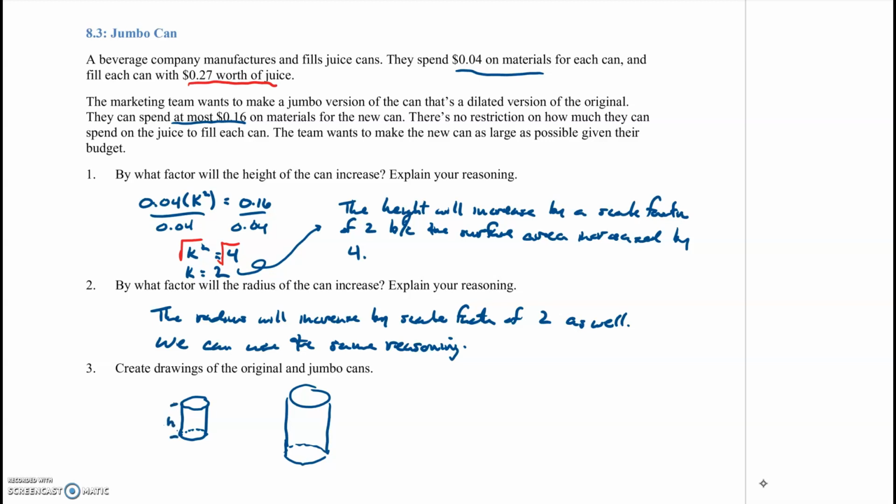And how do I know it's twice as big? Well, let's call this a height of h. That means this can has a height of 2h. Now I've made sure that it's exactly twice as big because I've labeled it. This can has a radius of r. This radius then must be 2r. Perfect. So I've drawn the original and the jumbo cans.